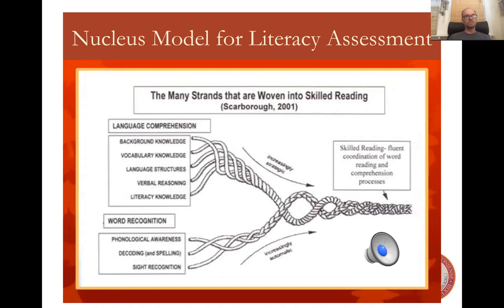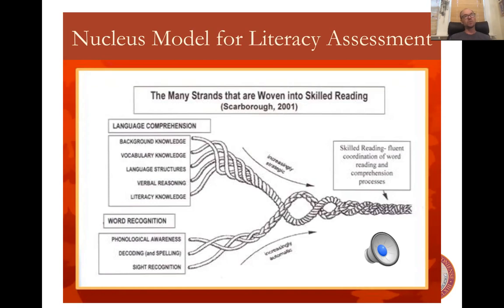This is in some circles called the simple view of reading. Now, reading is not a simple thing. It's a very complex thing. But at the nucleus of reading, you have two things going on. One, you look at the bottom on the left there, you have word recognition. You have to be able to read the words.